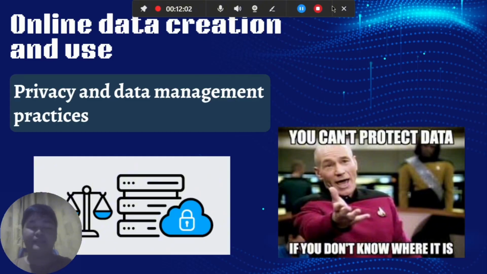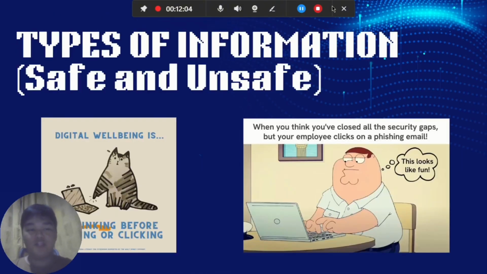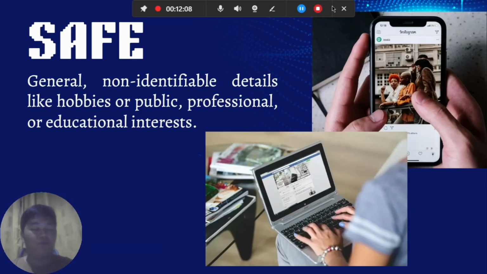Now let's move on to the types of information, the safe and unsafe. First, what is the safe information that can be shared online without any risks? Well, of course, it is the general, non-identifiable details like our hobbies or our public, professional, or educational interests that we post online. Those are the safe information.